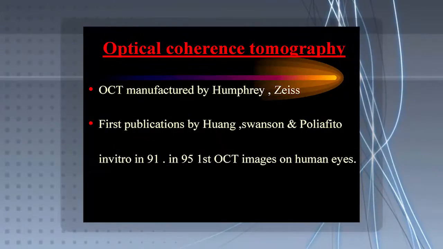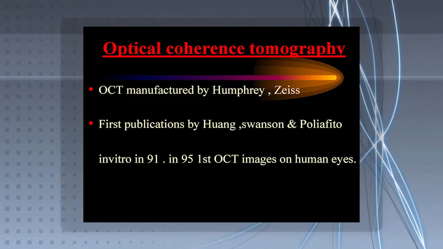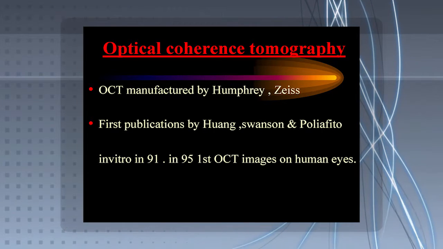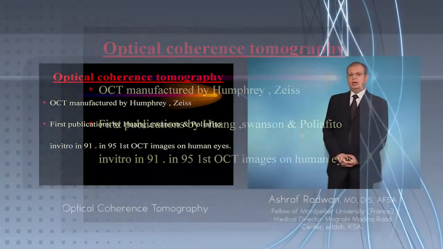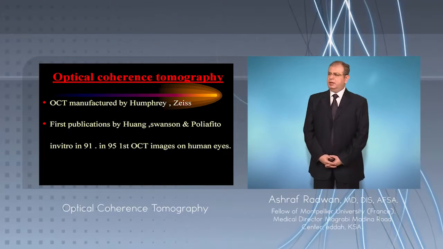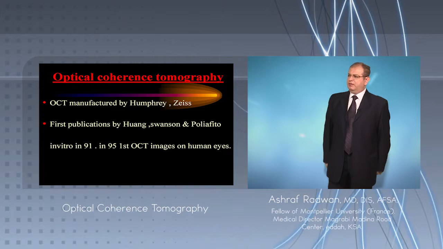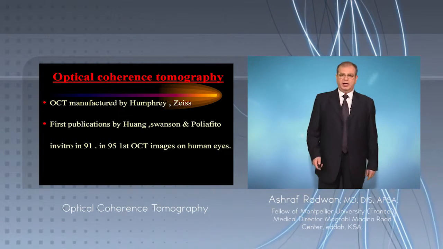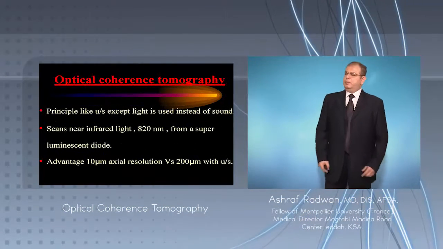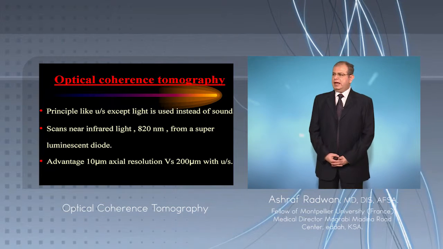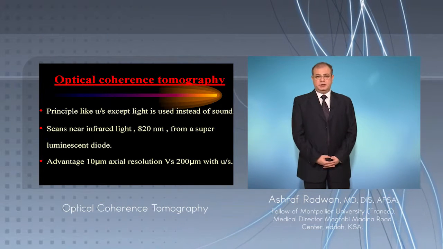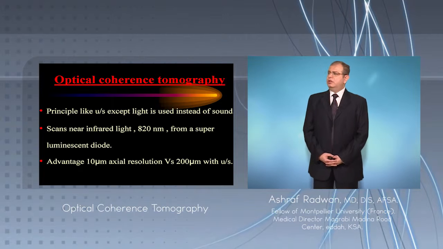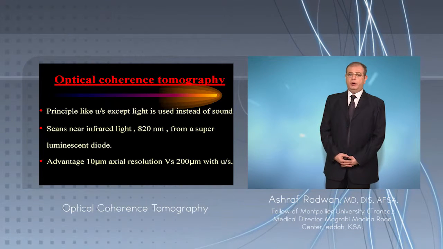OCT was first manufactured by Humphrey Zeiss. The first publication was done by Huang, Swanson, and Puliafito in vitro in 1991. In 1995, the first OCT image on a human eye was taken. The principle of the OCT is like the ultrasound, except that light is used instead of ultrasonic waves.